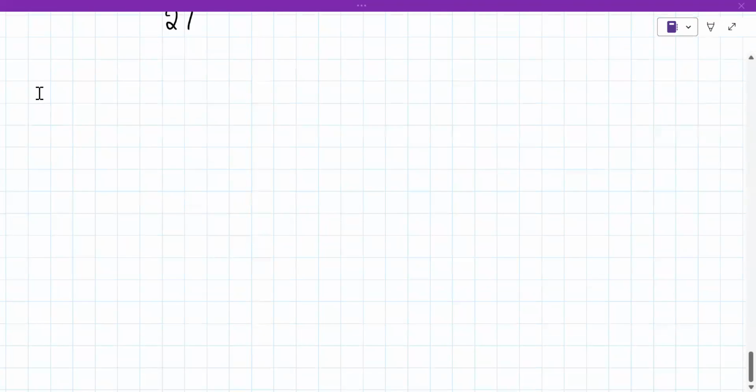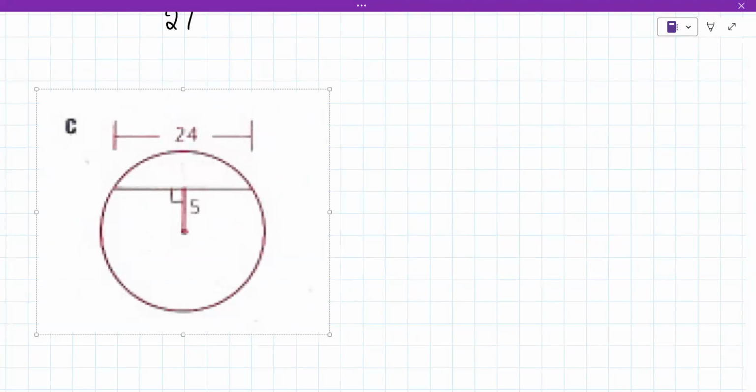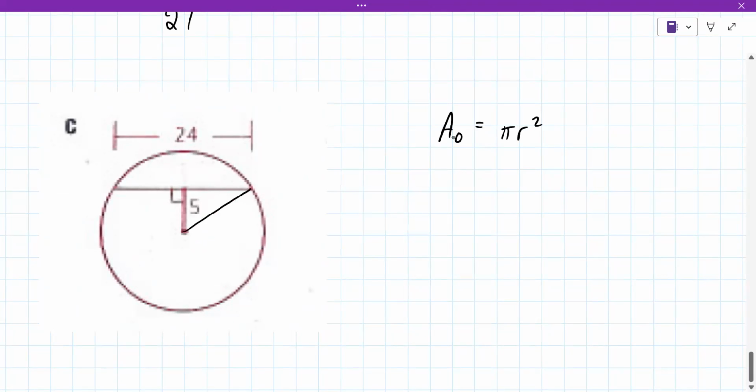I'm skipping some. Trying to think of things we haven't done. This is one we've done a bunch of in the last few lessons. Oh yes, this thing. So the issue here is it's a circle. Area of a circle is pi r squared. Sometimes you just have to draw an extra segment to figure out the missing length, so that tells you it's a right triangle.